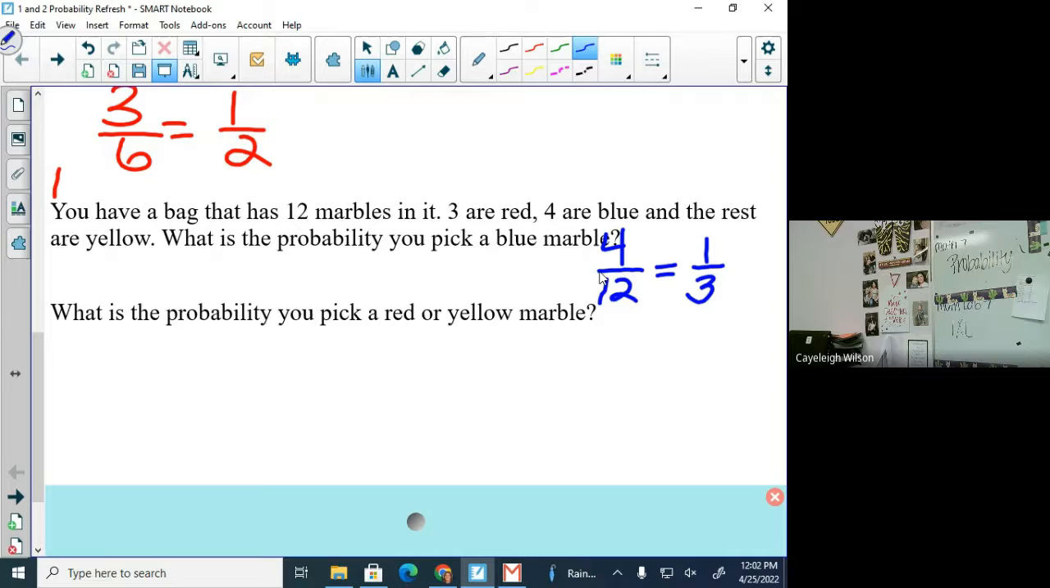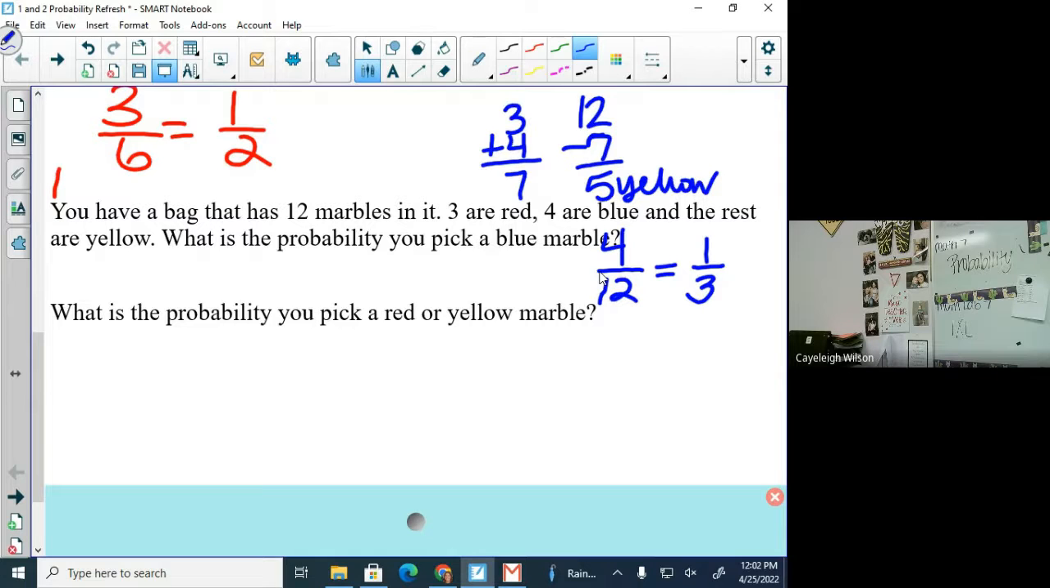All right, Rana, what'd you get? 8 out of 12, are you sure? I don't know, we'll see. I don't remember what it is. All right, so 12 marbles, 3 red, 4 blue. So 3 are red, 4 are blue, so 7 of them are red and blue. How many of them are yellow? 5, because I have to do 12 minus 7, so 5 yellow.